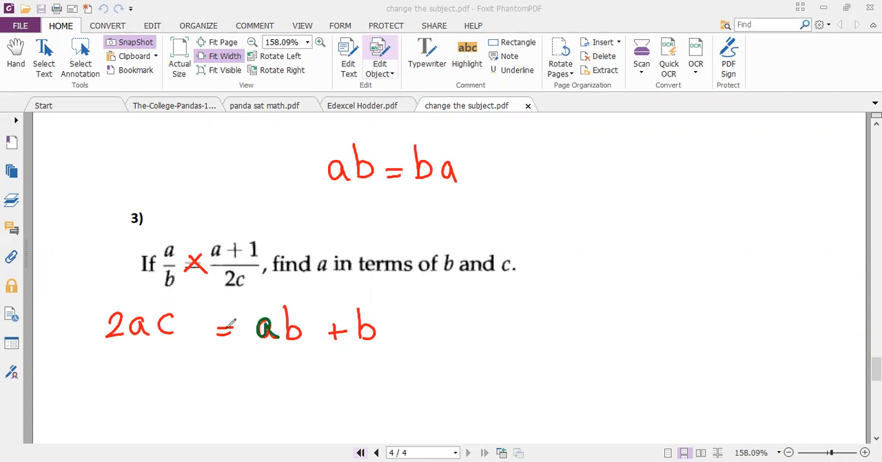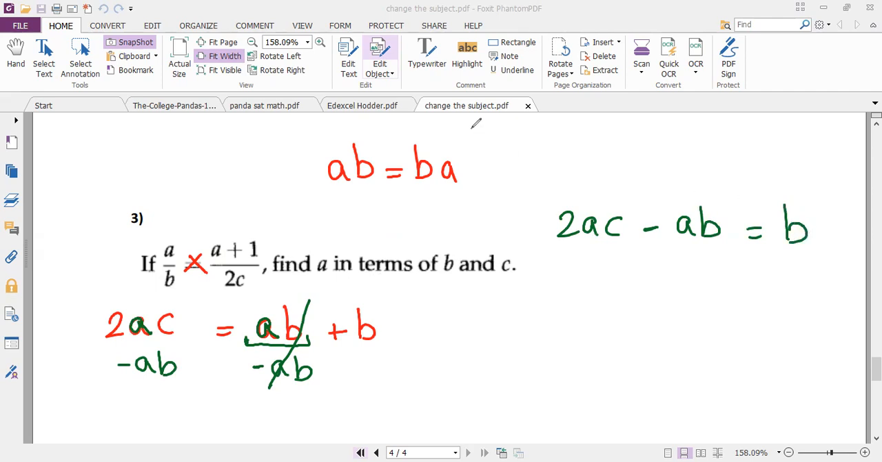And I want to get a. So we have a on this side and a on this side. Subtract ab from both sides, or move ab to the other side as we used to do in solving equations. So we subtract ab from both sides. At the end you'll get 2ac minus ab equals b alone.